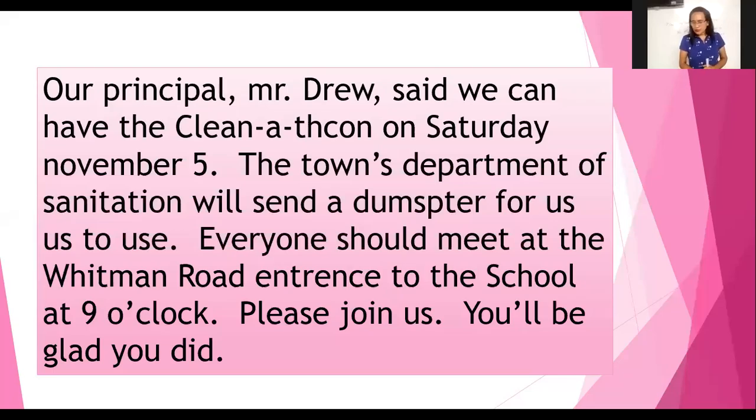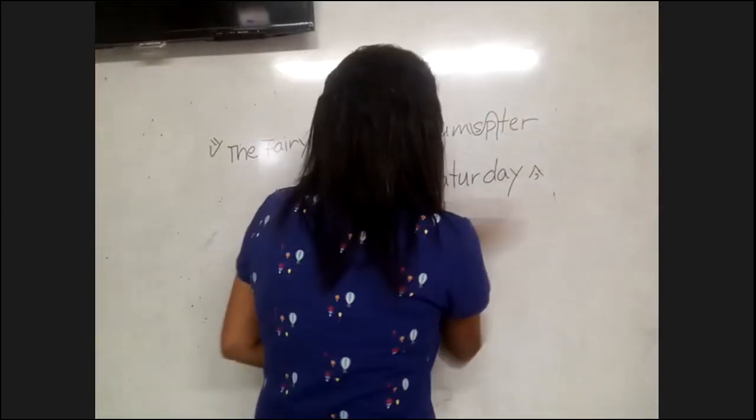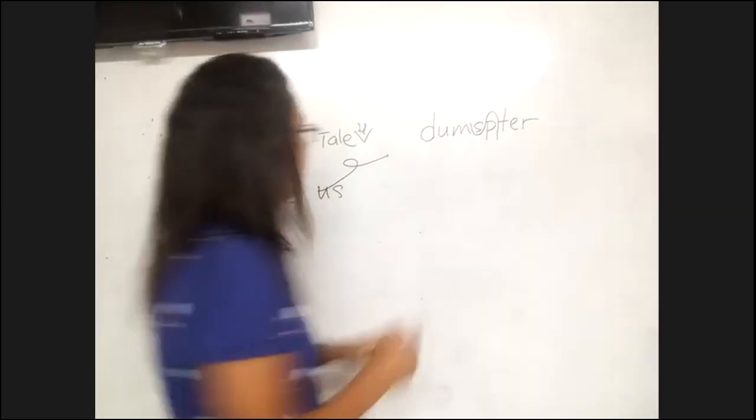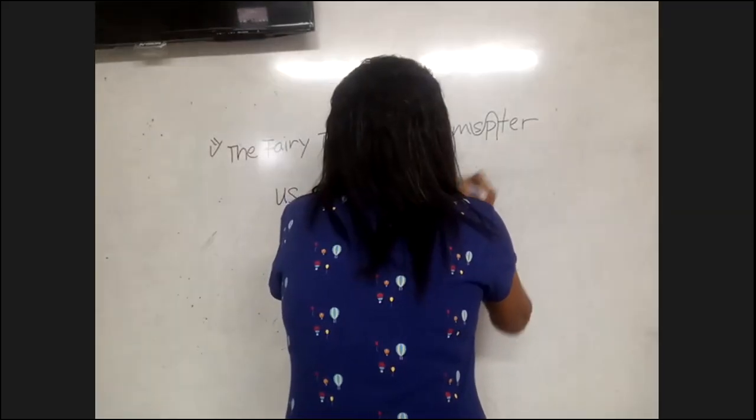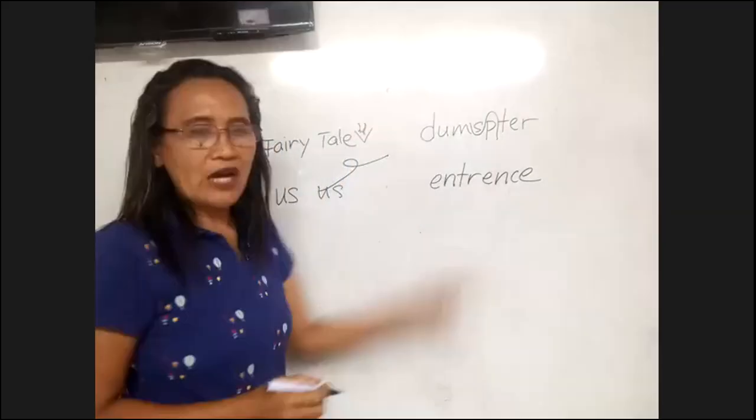Next. What's next? Everyone should meet at the Whitman Road entrance. You see the spelling of the word entrance? What are you going to do? Because it is a misspelled word. Here, we're going to use the mark to show that it is a misspelled word. So you're going to do it like this. That's how it's being spelled, right?